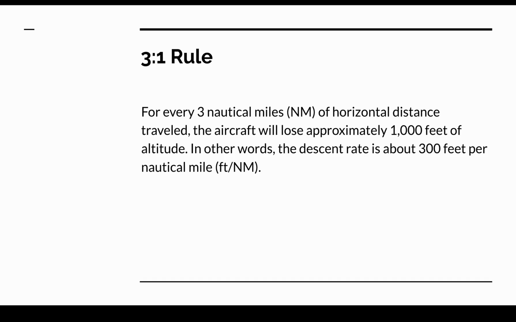This is a rule I just teach in class. You really don't need this to pass your FAA written test. However, I like to teach it because it's just good flying practice, and it's called the 3-to-1 rule. For every 3 nautical miles of horizontal distance you travel, the aircraft will lose about 1,000 feet. In other words, the descent rate is about 300 feet per nautical mile.